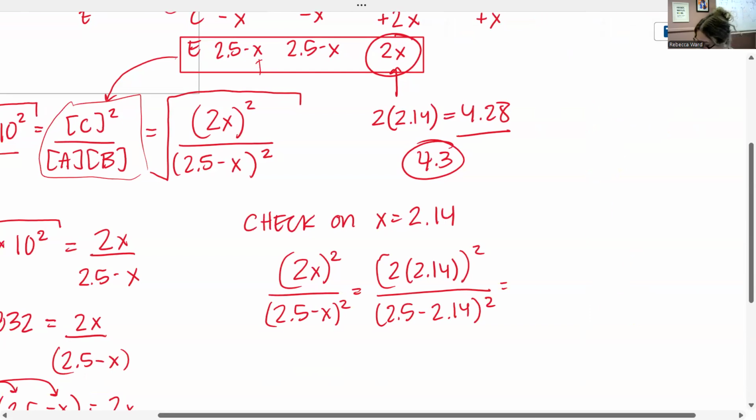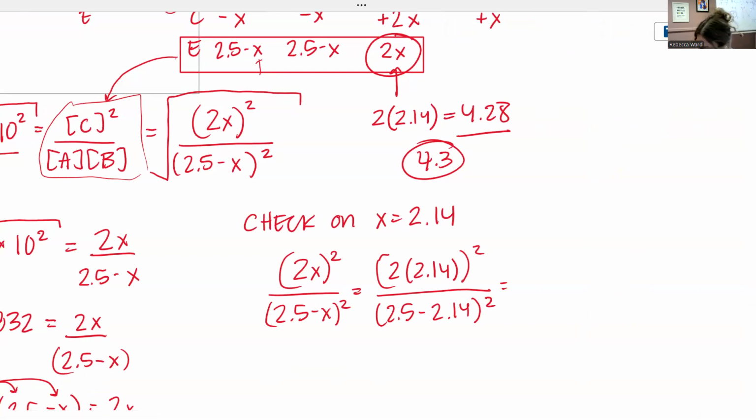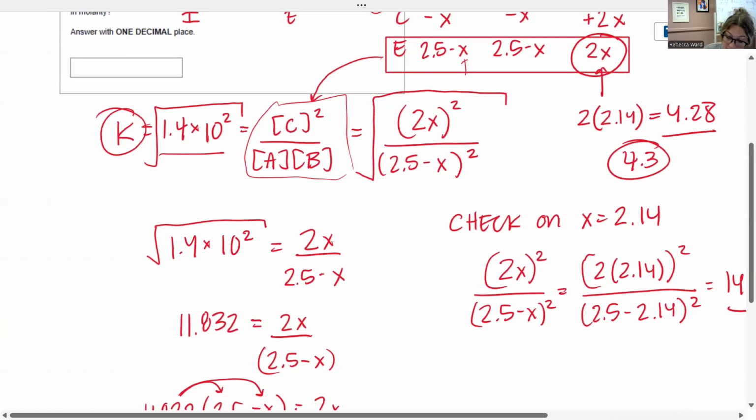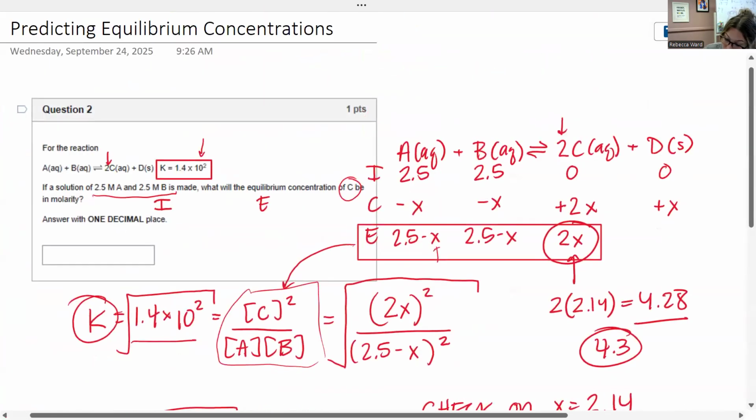Okay, that equals 141, or 1.4 times 10 to the 2. I can reproduce my K value. I'm really confident now that I did come to the right answer. So my final answer that I'll plug in here is 4.3.